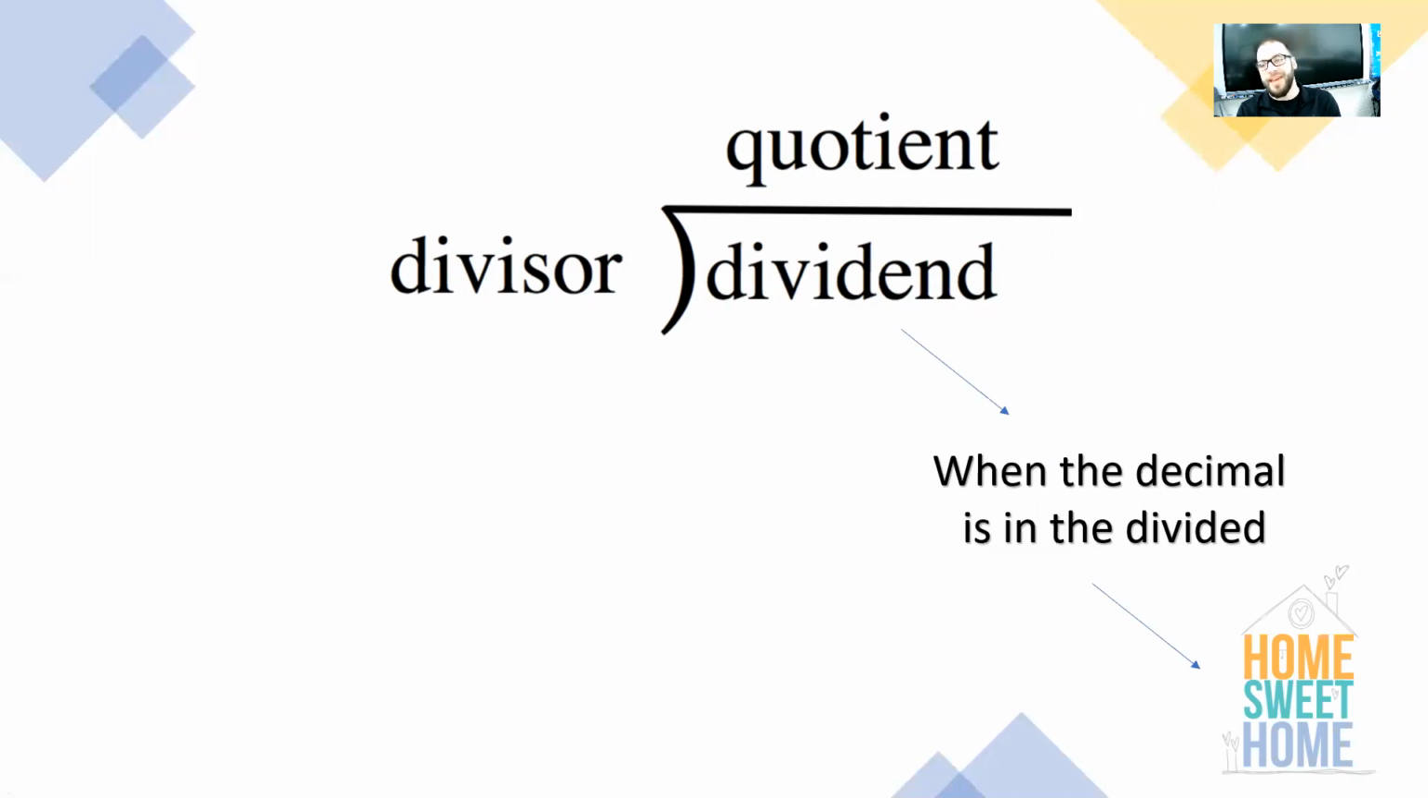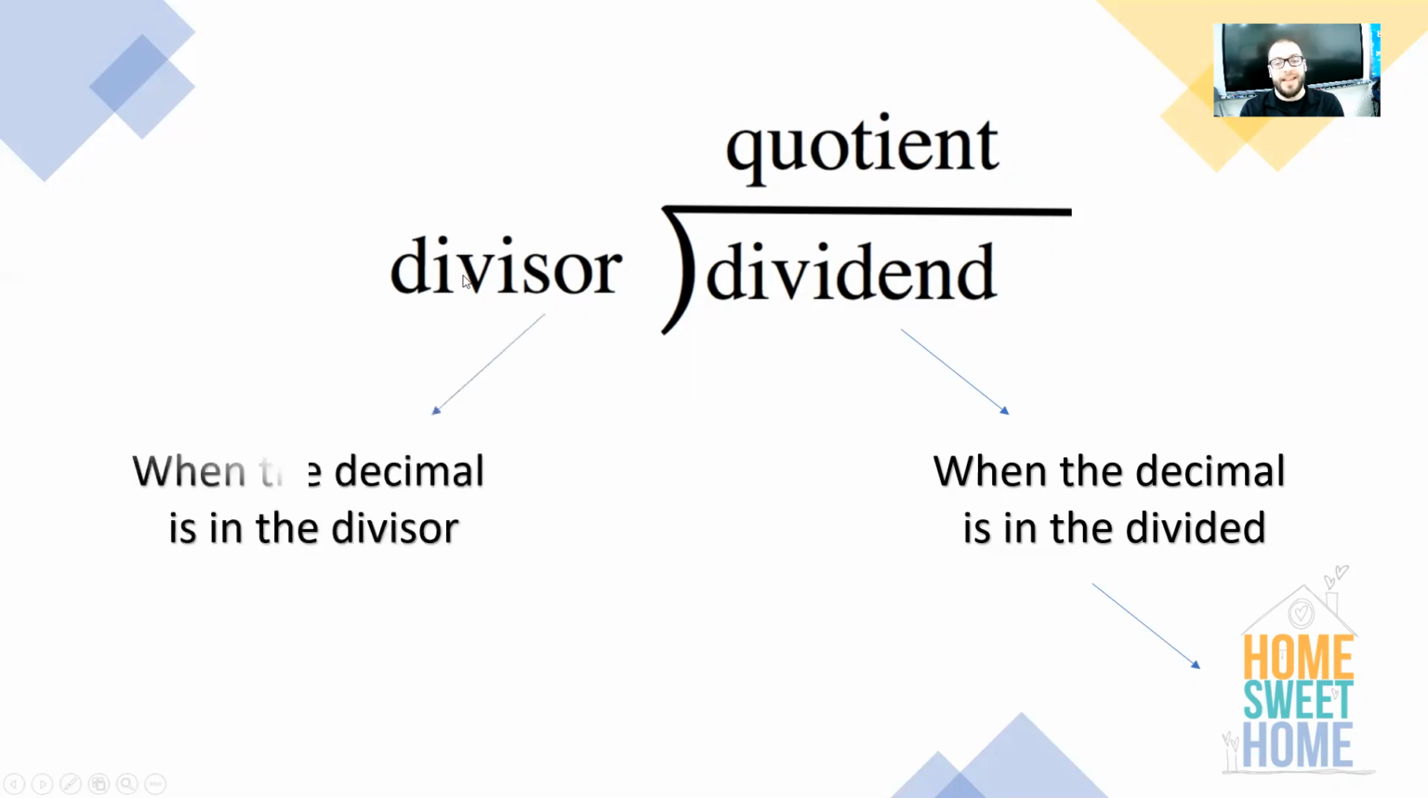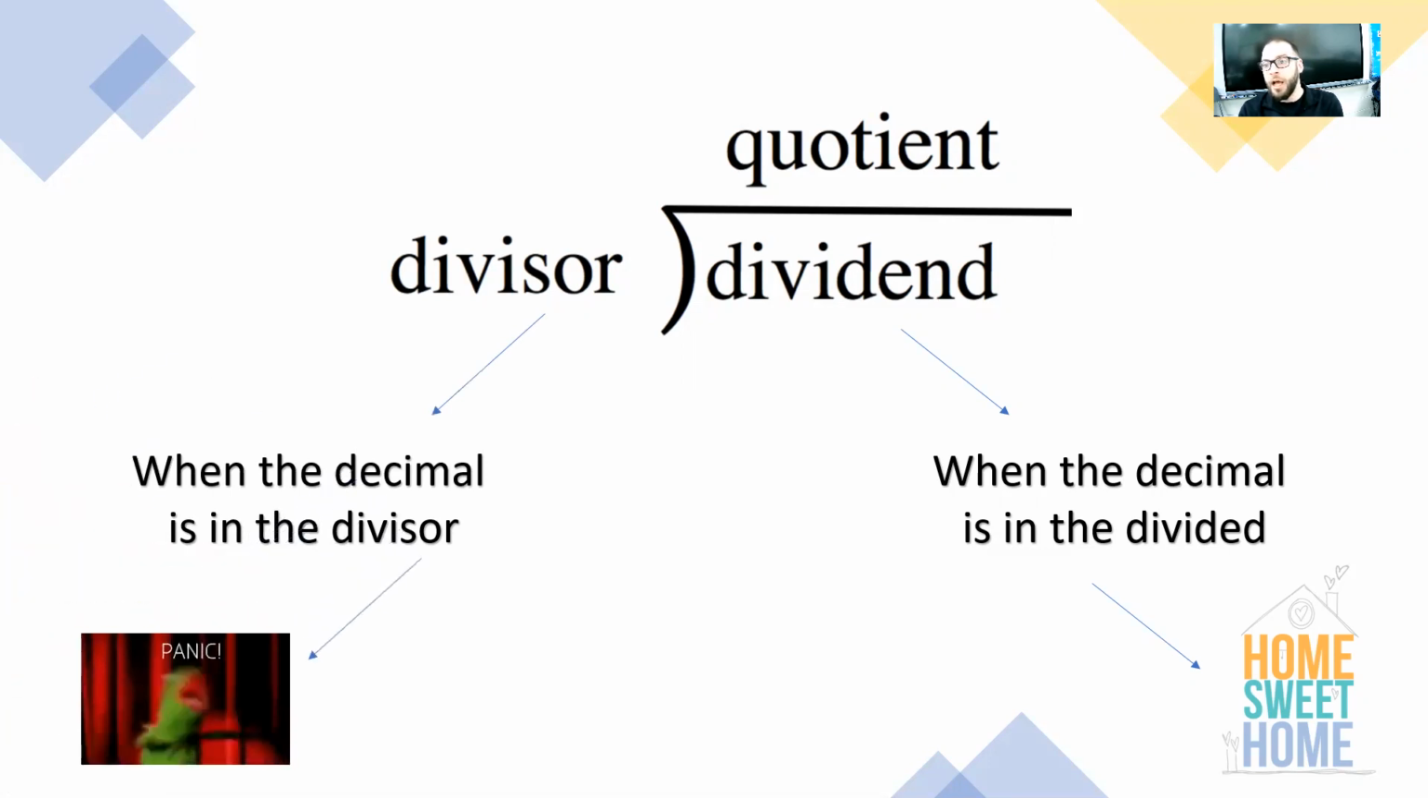But when that decimal is in the divisor, and that does happen, then all you have to do is panic. I'm just kidding. But we'll talk about what you do if the decimal's in the divisor tomorrow. But it's very different than if the decimal is in the dividend. When it's in here, it's very simple. You don't really have to change much. You just have to make sure that the decimal floats up.